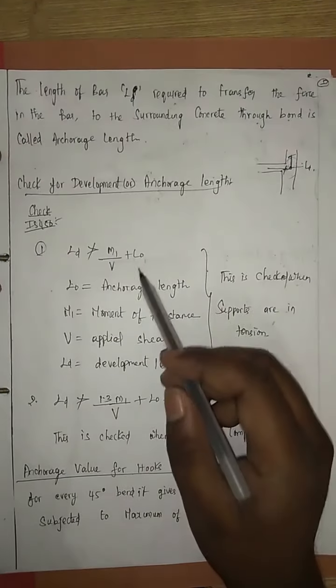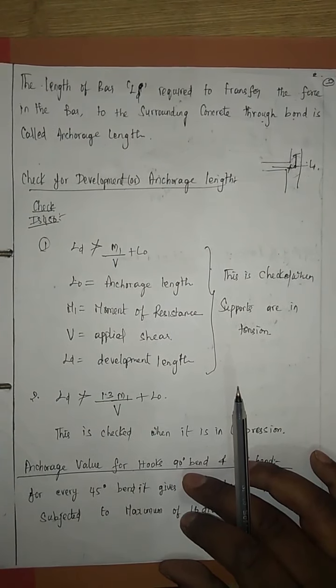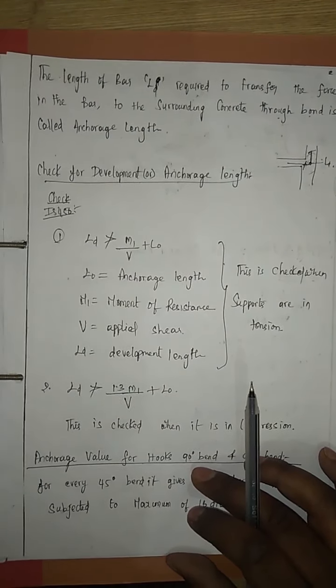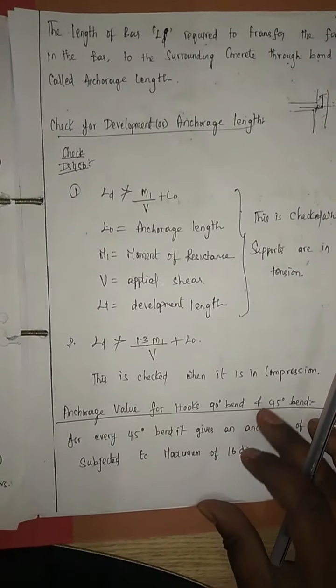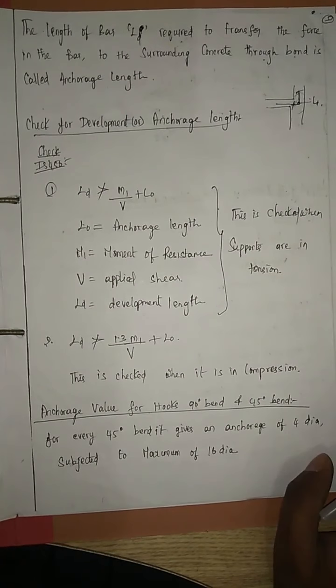Okay, next one. After finding the development length, how much length we want to provide in a bar, that is the development length, and we have to check it. Check means what? Is it correct or not? We have to check.